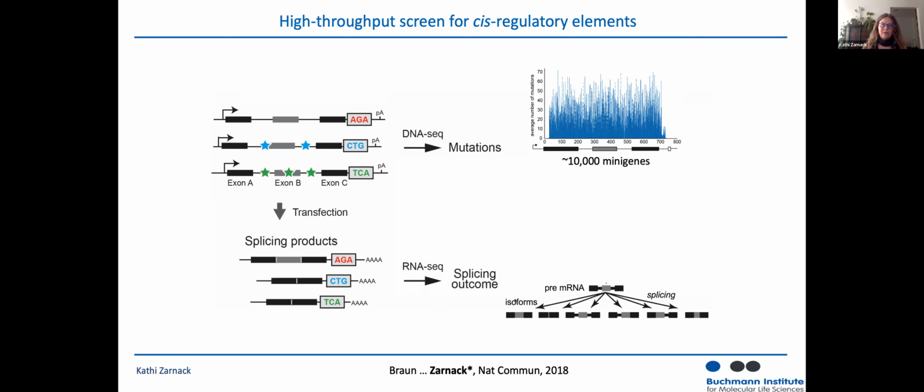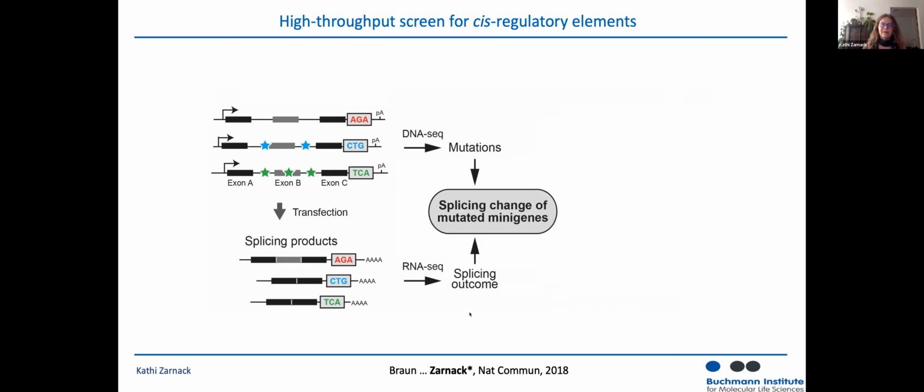Similarly, we also performed a targeted RNA seq to measure the splicing outcome. And from our RNA seq reads, we can reconstruct all the different isoforms that were in our mini gene. So of course, we have inclusion and skipping of the alternative exon. We can also have different versions of intron retention, and we also get cryptic isoforms like you will see in a second.